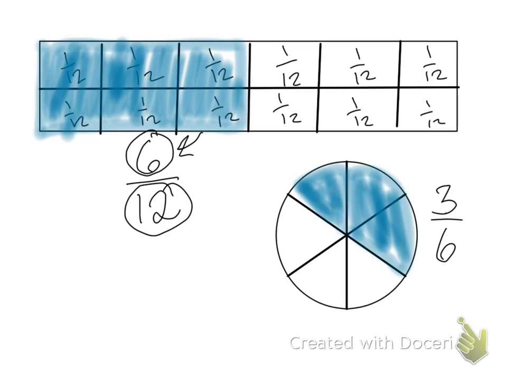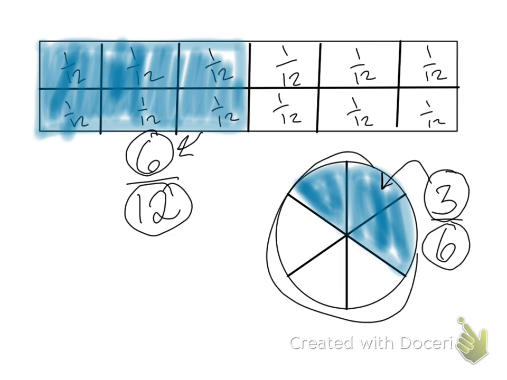Okay, all right, and that's it for this lesson. The big thing to remember is the numerator, or the top number, is the number of pieces shaded in, and the denominator is how many pieces you have total.